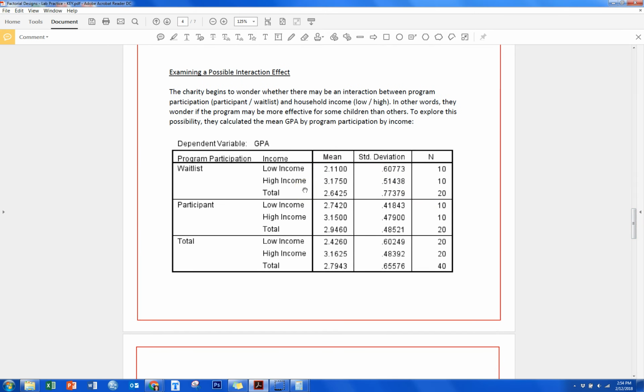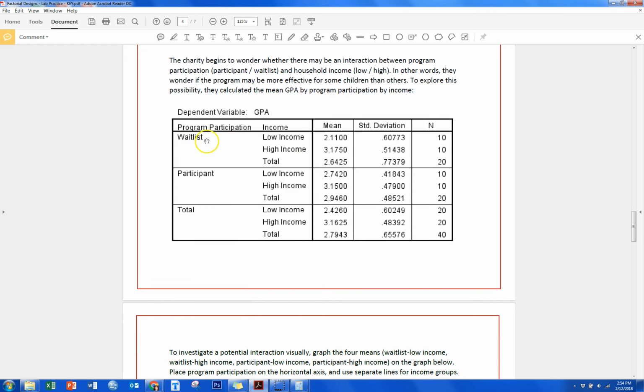So here are descriptive statistics broken down by income level by participation. Let's take a look at this and make sense out of this table. Among the wait list, so these are kids that did not go to the after-school program, this is the control group. CT stands for control group. The low-income kids had a mean of 2, so basically C's. The high-income kids had a mean of 3, so roughly a B average.